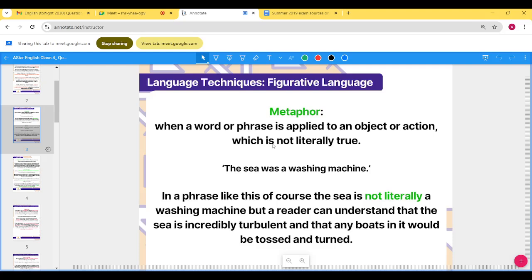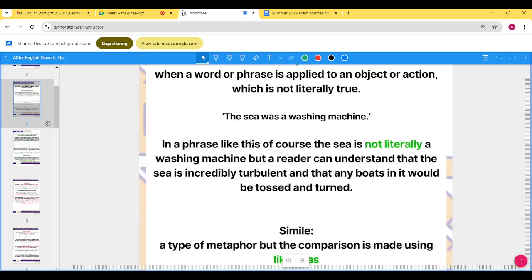We've got an example of a metaphor here. A metaphor is a word or phrase applied to an object or action which is not literally true. So, for example, here it says the sea was a washing machine. Of course, anyone reading this knows the sea isn't literally a washing machine. It's not designed to wash your clothes, but you can understand from it how the sea is incredibly turbulent, how it's pushing everything around, tossing and turning, how you'd be washed clean if you entered it, but you would have no control. One can imagine these wild currents swirling round as well. So that's what a metaphor does. It doesn't literally say something, but you can infer from it what is being meant.